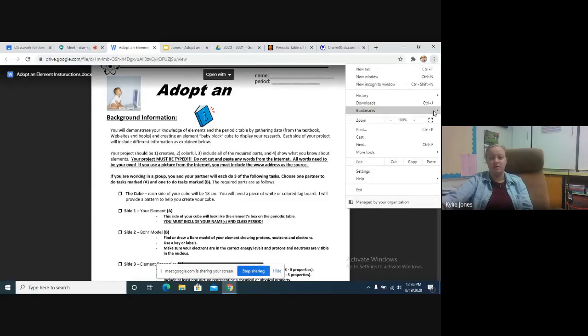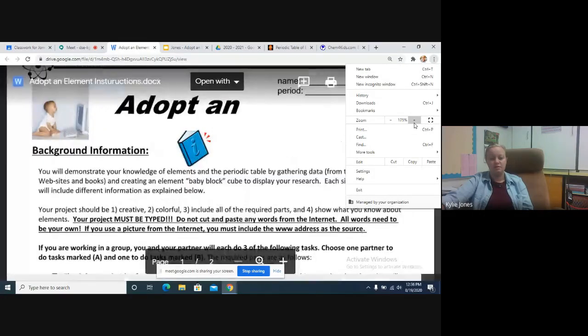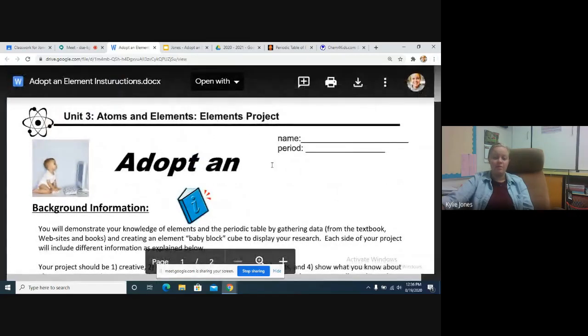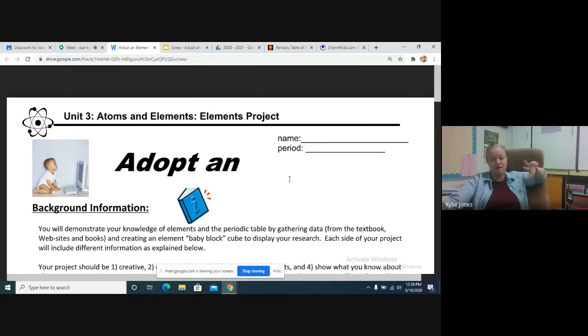Let me zoom in a little bit. So it's called Adopt an Element. And we have talked about how an element is basically like one atom has different amounts of electrons and protons and creates an element. So the periodic table of elements is kind of the big thing there. So you have elements like oxygen, hydrogen, iron, bromine. There's all kinds of different elements.